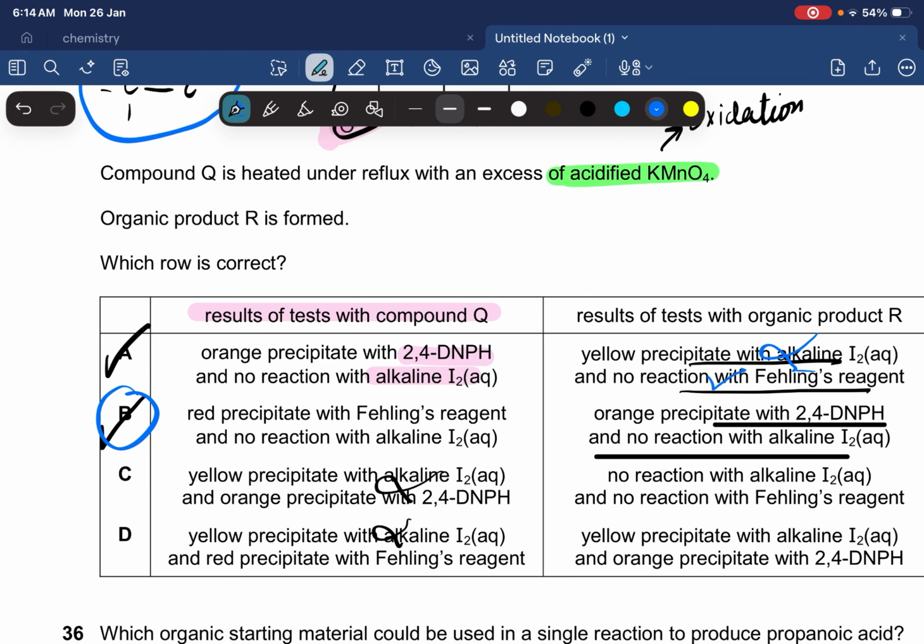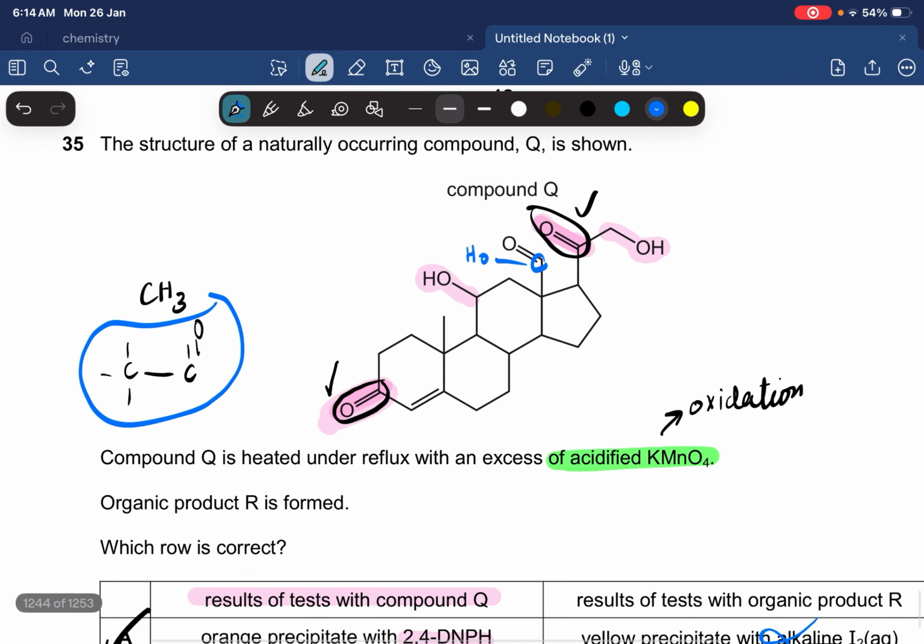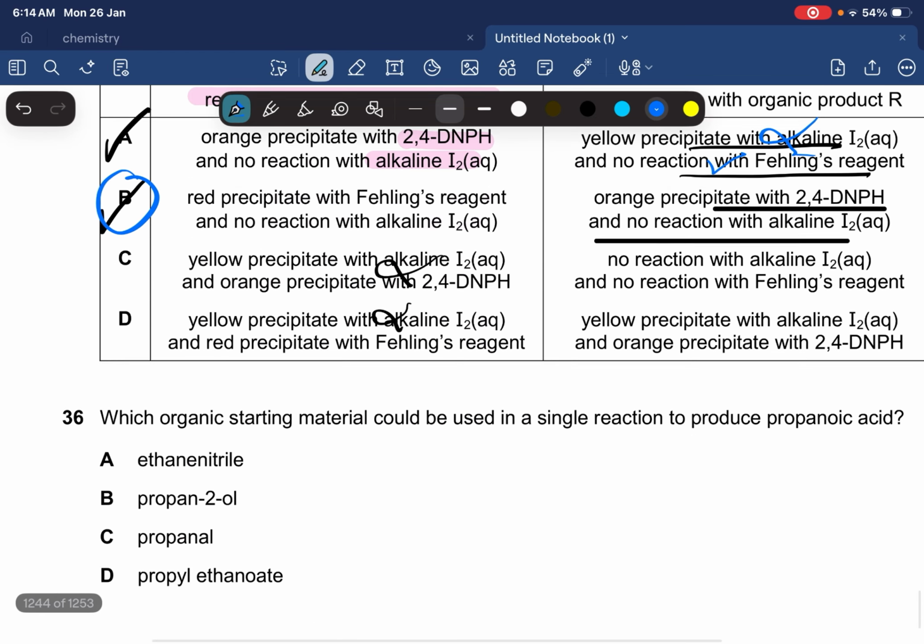So this one's correct, that you're going to have orange precipitate with 2,4-DNPH because your ketones are going to be there, and no reaction with alkaline I2 because you cannot form this thing. This thing is what you need, which you don't have in here. You can check it out.